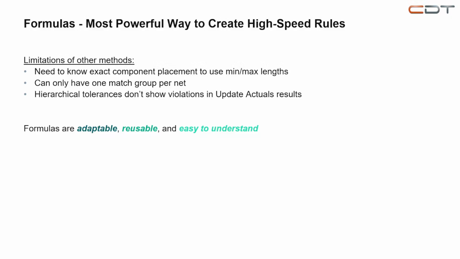You could use hierarchical tolerance for the other one, but again, you can only have one per group. And they also don't quite show violations in the same way when you update actuals in the constraint management tool. So you have to be paying a little bit more attention. You actually have to go in the hazard explorer to see some of those issues. And so it just means that there is more work on your end, and ultimately, the goal of using Constraint Manager is to make your life as easy as possible.